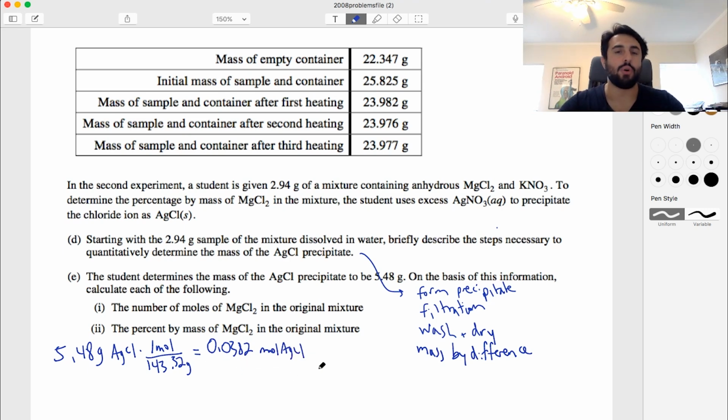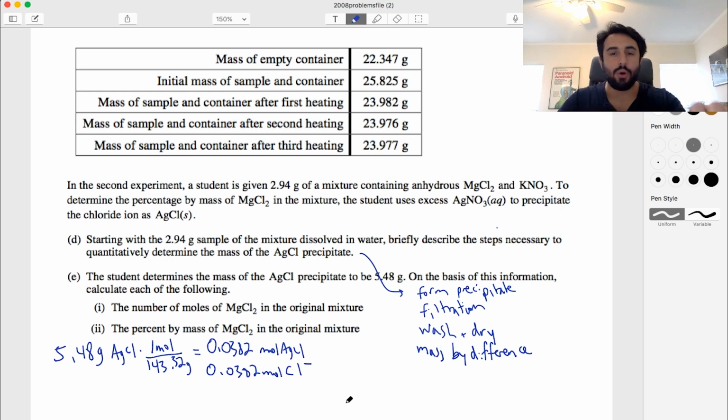This is the number of moles of silver chloride we collected. So what are the moles of chloride ions? Well, it's the same number, right? Because we have 1 chloride per formula unit of silver chloride. So we have 0.0382 moles of chloride ions.